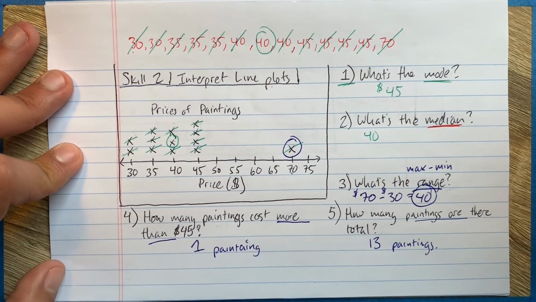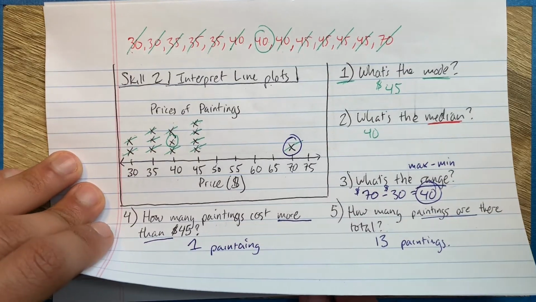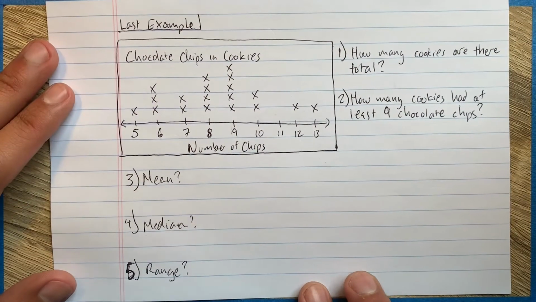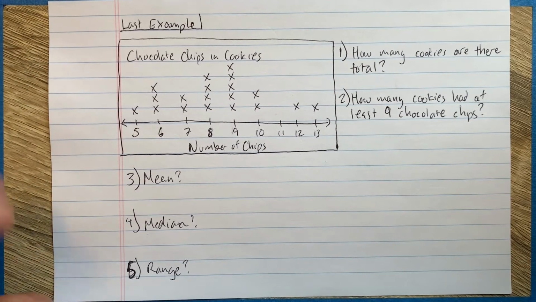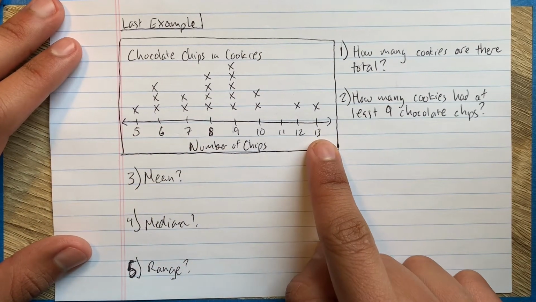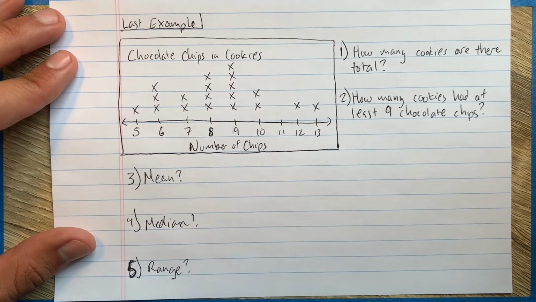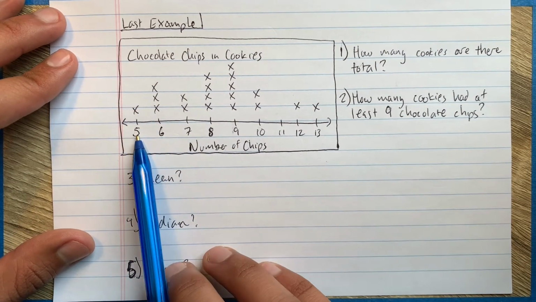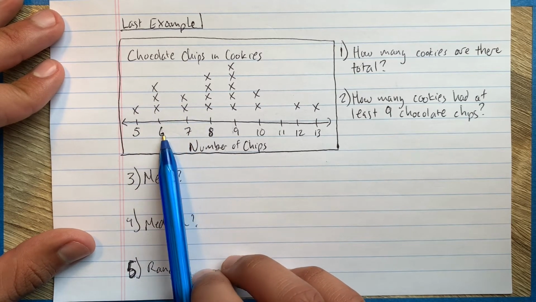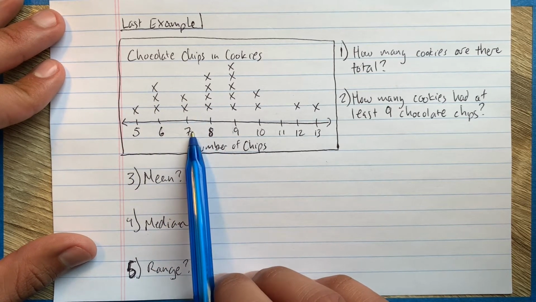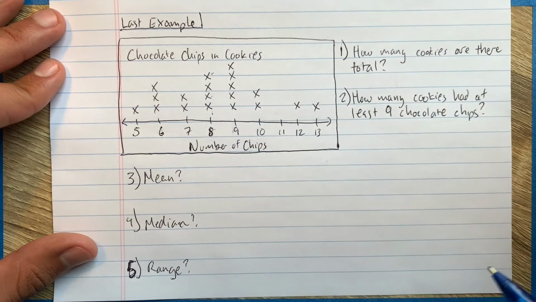Okay? We're going to wrap up with one final example because I want us to be really, really comfortable with this. And this last line plot shows us the chocolate chips in cookies. So along the bottom, we have the number of chocolate chips, and the x's represent different numbers of cookies. For example, one cookie had 5 chocolate chips in it. 3 cookies had 6 chocolate chips in it. 2 cookies had 7 chocolate chips. 4 cookies had 8 chips, and so on.